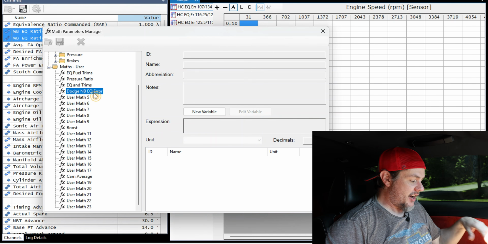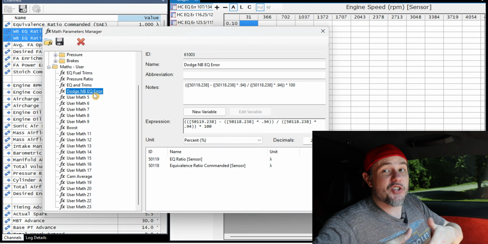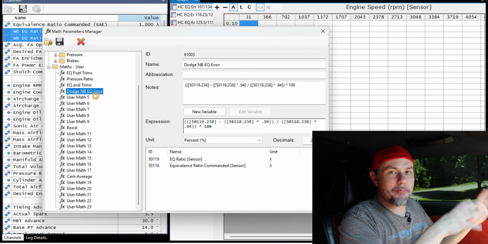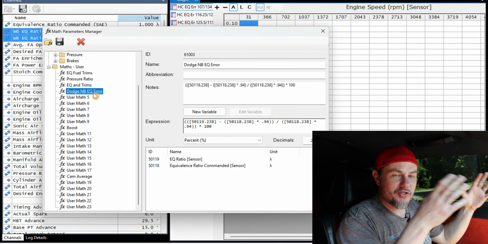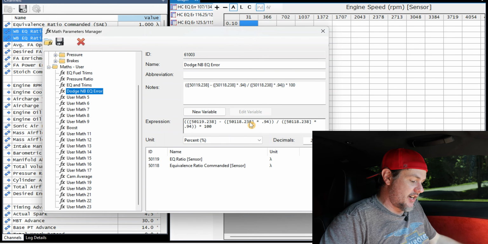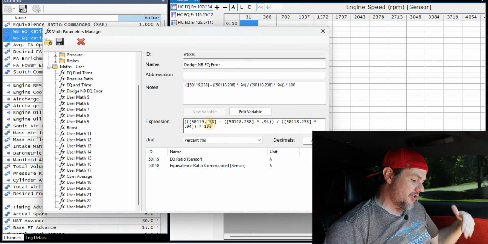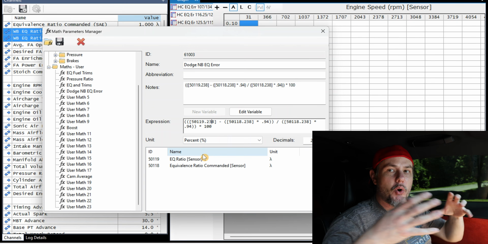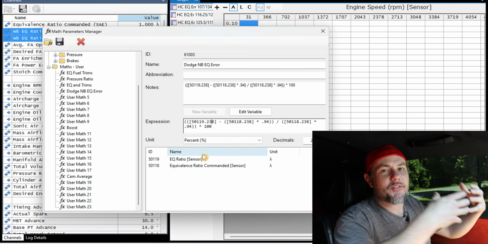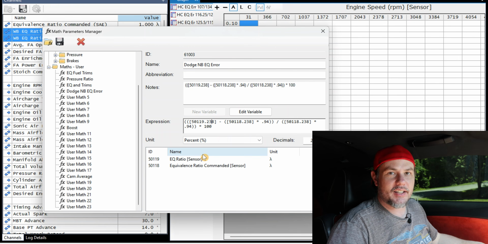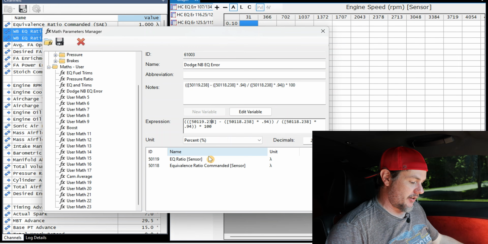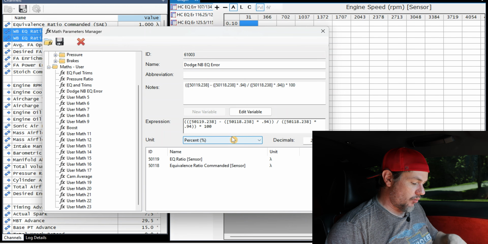Let's go in here, and here's where I've got my Dodge narrowband EQ math, EQ error. And if you guys are interested, I can put this on the website for like $1 or something so you can download this math. Or you can just pause the page and copy what I've done here. And so what we've got is EQ ratio, our wideband sensor. In this case, it would be the factory built-in widebands, but if you had an external wideband coming in through like a CAN bus, AEM or something like that, it's still going to be the same parameter. And then we've got our EQ ratio commanded.